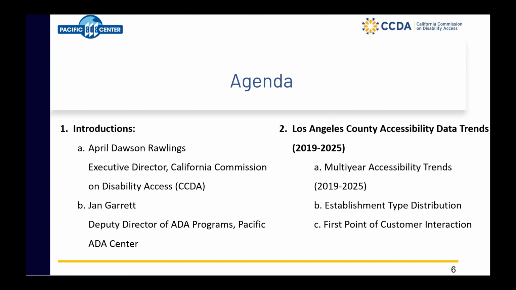Thank you, Abby. This is April. And now let's get started with our agenda. Jan and I are going to go through what we'll be discussing today. First, we will do introductions, which we'll do part of now for the flow. I'm April Dawson-Rawlings, and I'm the Executive Director of the California Commission on Disability Access, and I'll be speaking more about what the commission is all about a little bit later in the program.